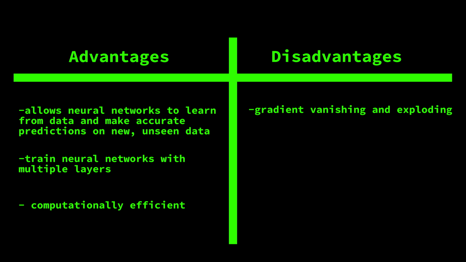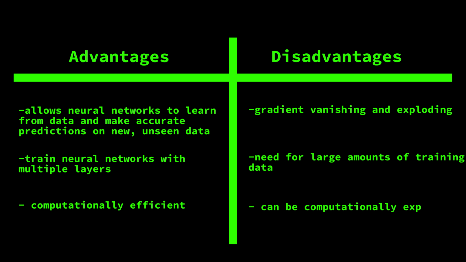Another challenge that can arise is the need for large amounts of training data. Backpropagation requires a large amount of training data in order to learn accurate models, which can be difficult to obtain in some applications. Additionally, backpropagation can be computationally expensive, particularly when working with large datasets or complex models.